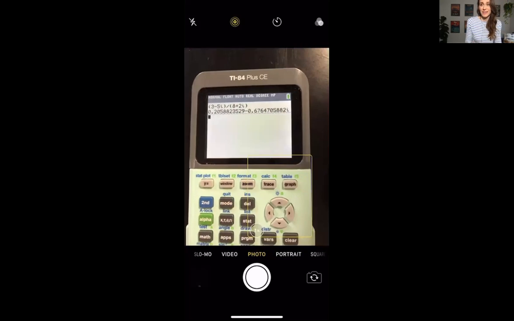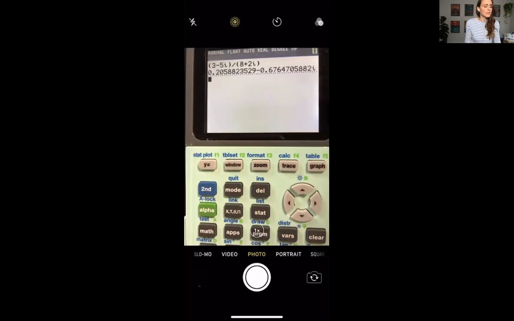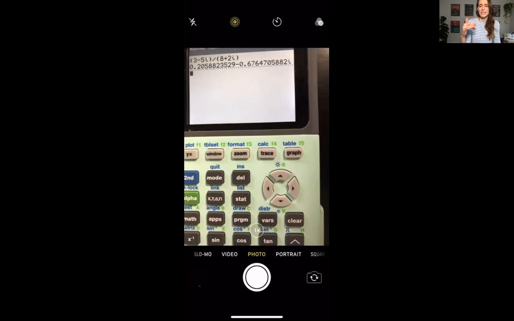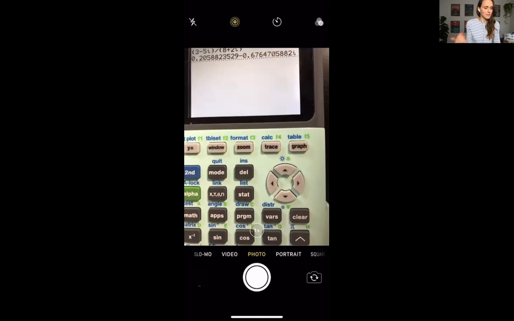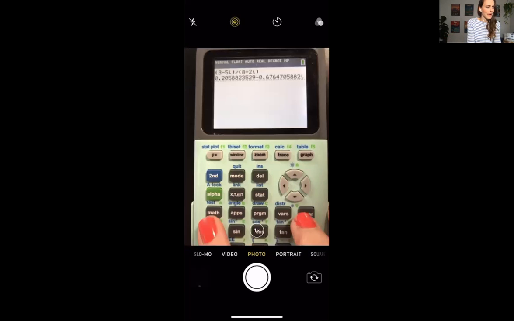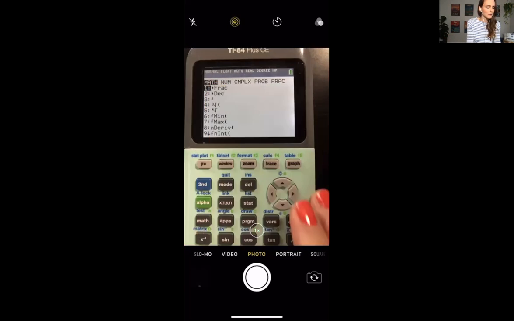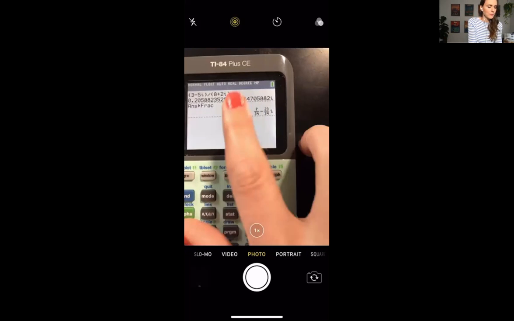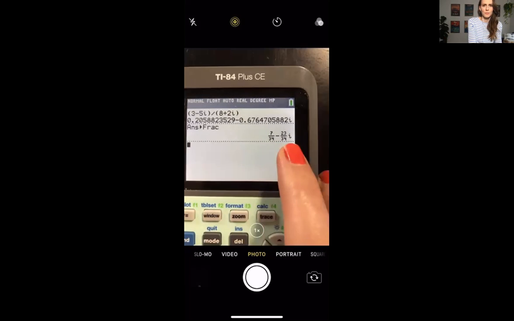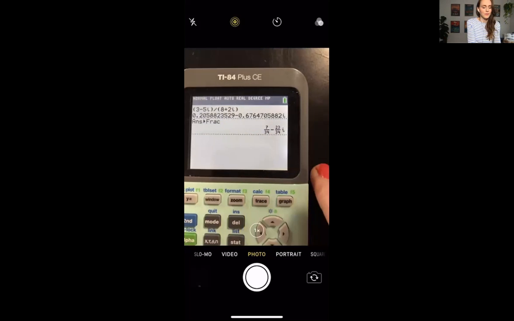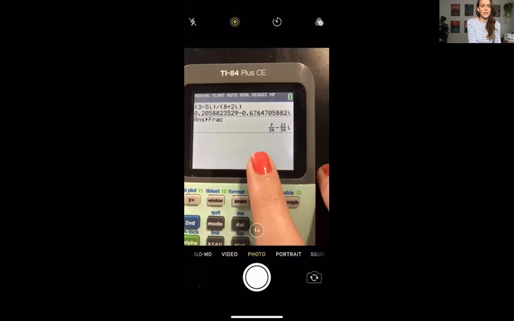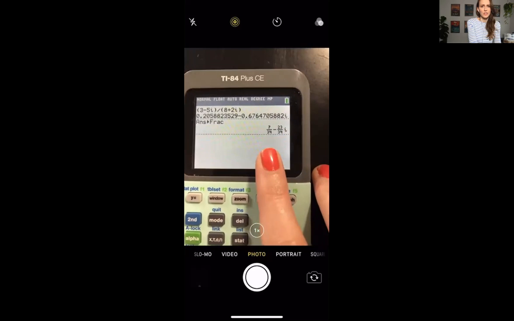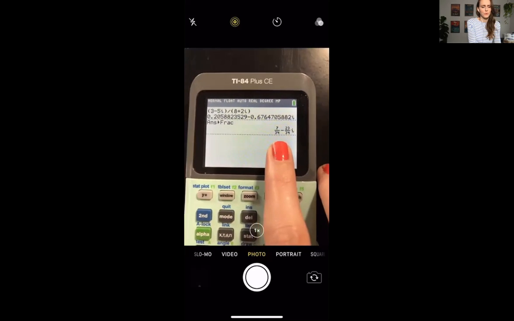That doesn't match any of my answer choices. So instead of converting each of those answer choices to a decimal, I'm just going to go math and then frac and press enter. And it's going to give it to me in the a plus bi form, which all the answer choices are in. So if you see this kind of question in a calculator section, that's what I would expect you to do.